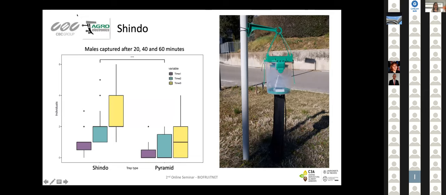And since research and development never ends, this is the last prototype of the vibrational trap that has been called Shindo by Agroelectronics and is going to be advertised soon, probably in the next weeks. As you can see, it's very similar to the one that I showed you before, but they changed the pyramid trap with a substrate that was working even better, at least in semi-field conditions in the greenhouse, to catch individuals. So here you see the comparison between the Shindo and the pyramid trap for the captures of males. And the numbers were much higher for this kind of trap, without the pyramid.